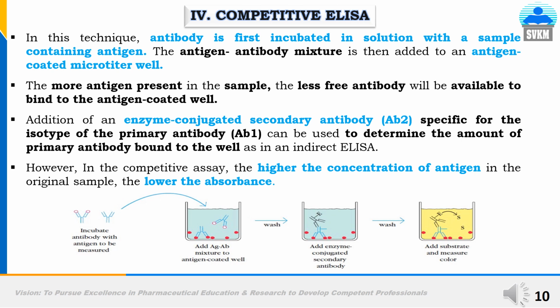However, here the scenario is different. The higher the concentration of antigens in the original sample, the greater will be the binding of primary antibodies to antigens prior to incubation in microtiter wells. So fewer primary antibodies will bind to the antigens present in the wells. So less complex will be formed between primary antibodies and secondary antibodies. This will in turn result in lesser generation of colored product and lesser absorbance. It means the higher the concentration of antigen in the prior sample, the lesser will be the absorbance.